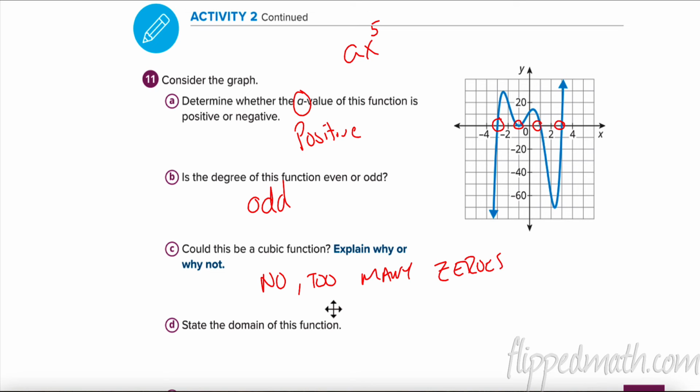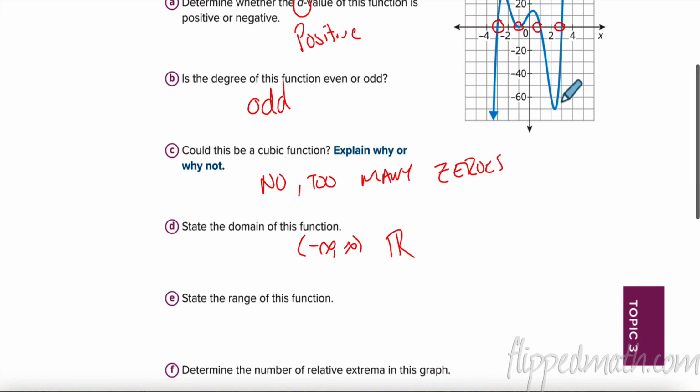All right, state the domain. Well, the domain goes forever left and forever right. So we could say negative infinity to positive infinity, or we could just say all real numbers. And again, any odd degreed function is going to have that situation, all right? State the range of this function. Well, it goes down forever and it goes up forever, so all real numbers for the range as well.